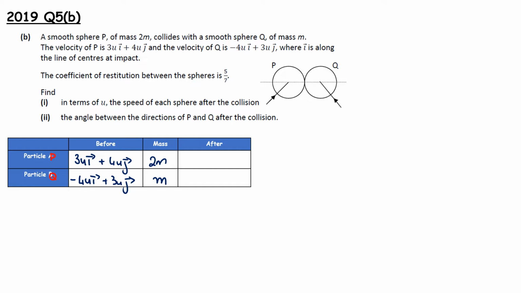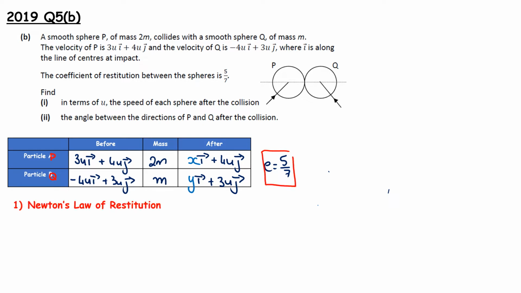So let's say that this is, I'm going to call it, xi plus 4uj. And then for particle Q, I'm going to call that yi plus 3uj. We know that our e is 5/7. That's useful to have pulled out.